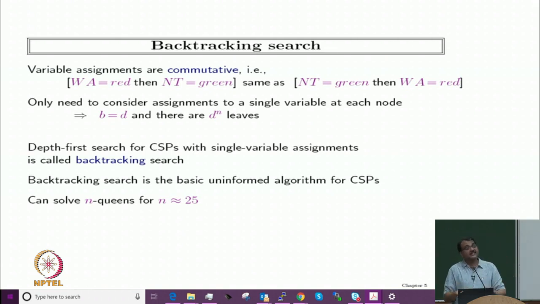At the next level, at the lth level, I will pick one variable and then only have d children. So, this gives me d to the n leaves, which is what I wanted, and this solution alone, believe it or not, can solve n queens for n equal to 25. We will also do solutions which can solve n queens for n equal to 1000. So, there is more to come, or even 10,000, and they will be different solutions, hopefully.